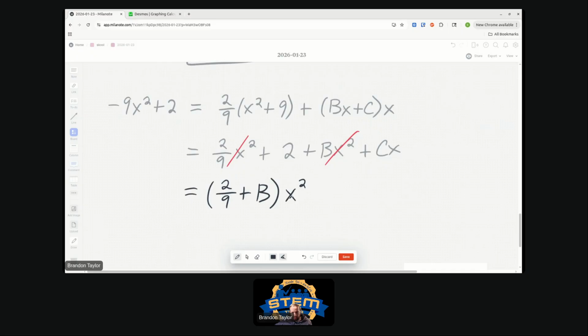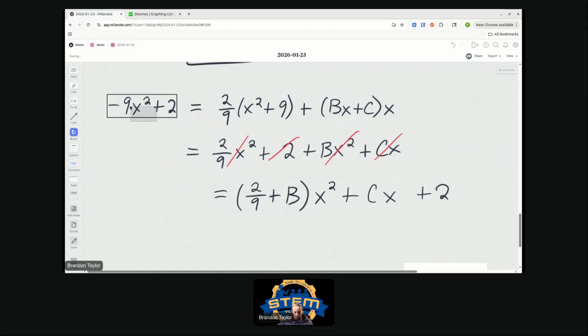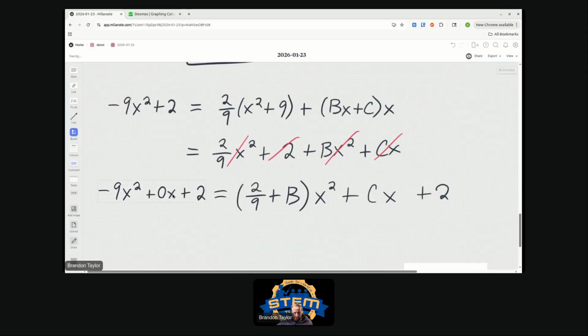Then the next term we want is x to the first power, or just x. There's only one cx, so plus c times x, and then plus 2 is the only thing left, the constant. Now, we've combined like terms and simplified on the right, and on the left, instead of negative 9x squared plus 2, look at it as plus 0x plus 2. You can imagine there being an x there, but it's just 0.